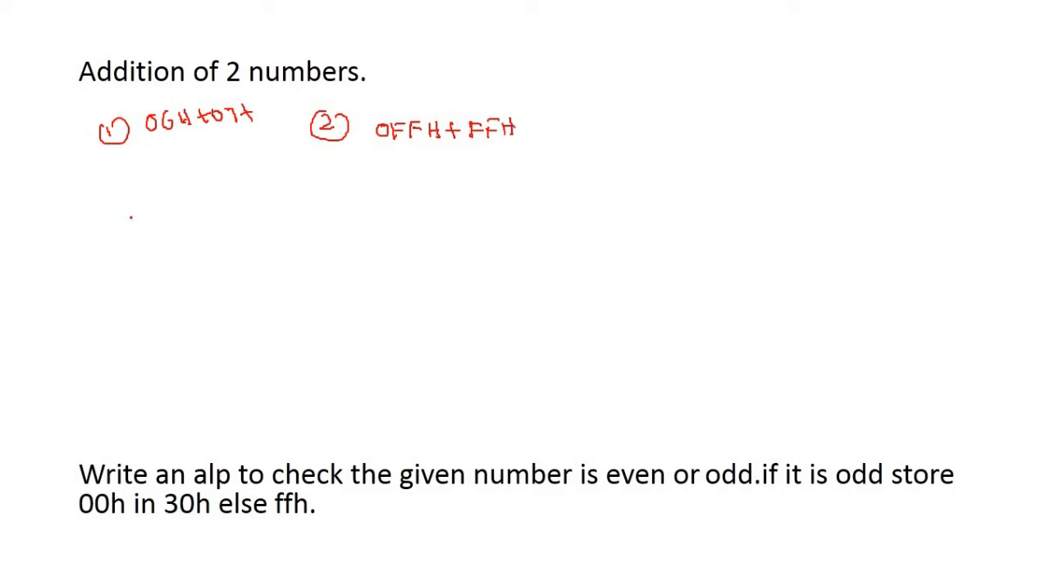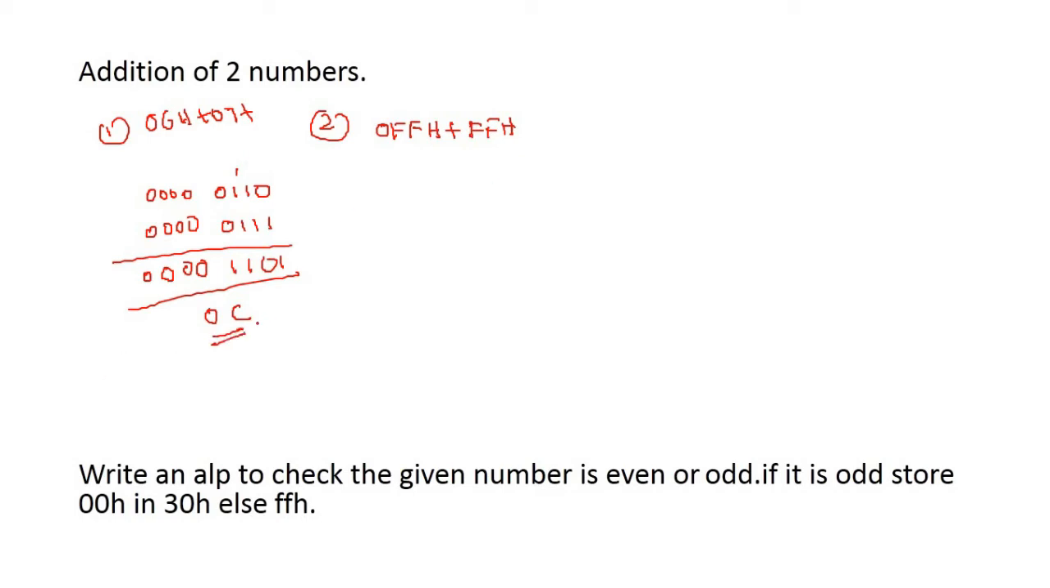To add two numbers, first we'll write these numbers in binary form, that is 00000110, and this one is 00000111. Now if we add them, we get 1110 with no carry generated, and the result is 0, 0, 0... 8 plus 4, 12, plus 1, 13, means it is C. The answer is C. So this is an 8 bit number, correct? The result is 8 bit.